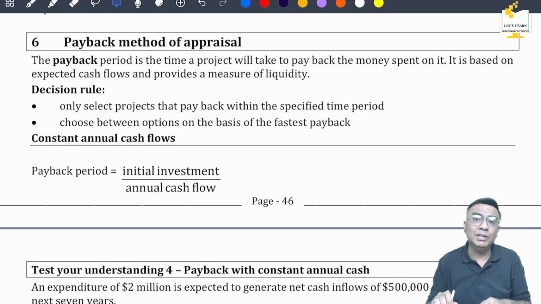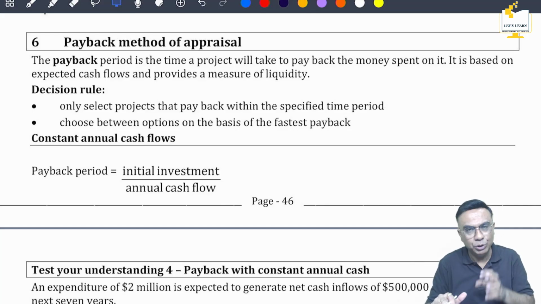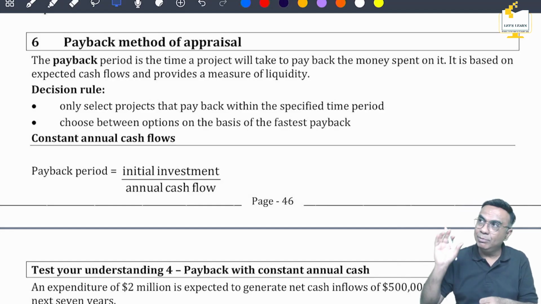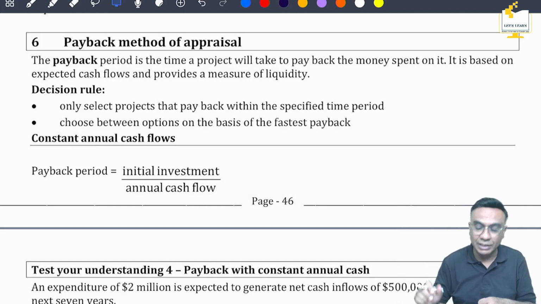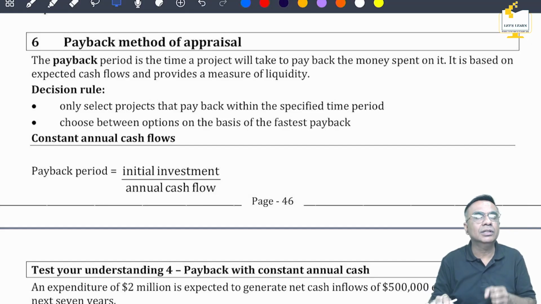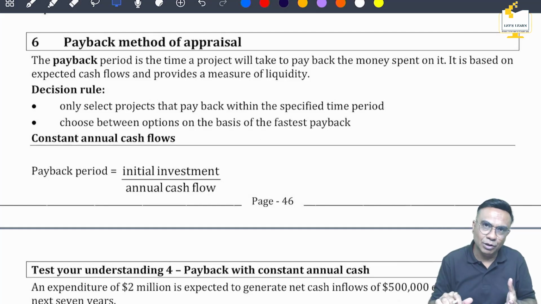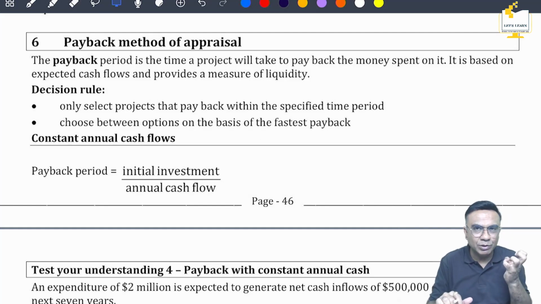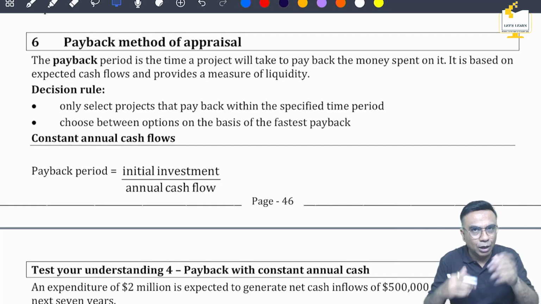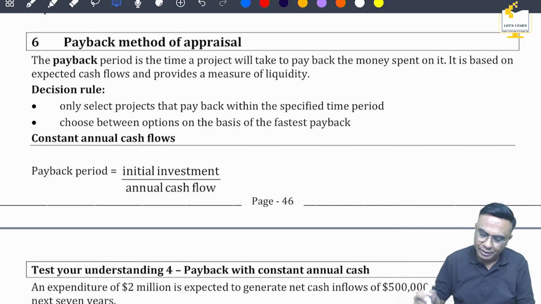For example, company has a target of recovering the cost in 4 years. Use this method; it will give you the time in which you will be able to recover your money. Say you have a target of recovering in 4 years and the payback you are getting is 3.5 years. Then you should accept the project, because this project will pay you back your investment in 3.5 years. How to calculate, we'll see later.